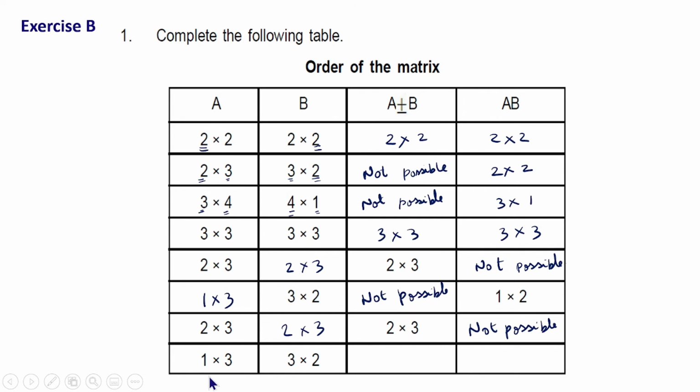Then the next one, A is of order 1 by 3 and B is of order 3 by 2. Again A plus or minus B is not possible. I think these two are the same. Anyway, here the number of columns in A is equal to the number of rows in B. So we can find the product AB. So AB will have 1 row and 2 columns. So the order of AB is 1 by 2.